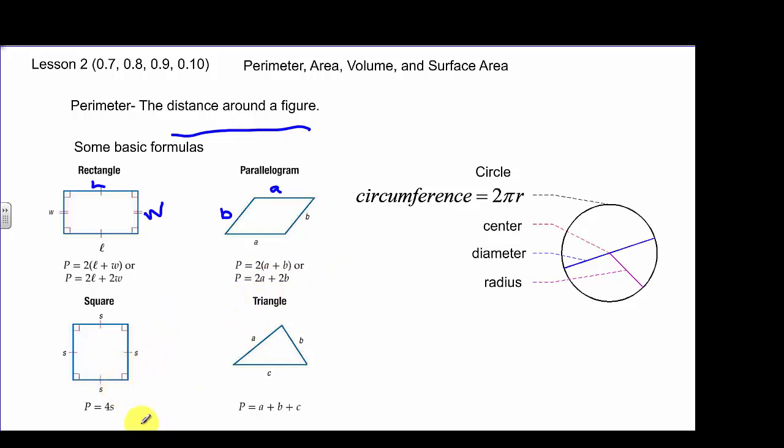Square, all 4 sides are equal, so the perimeter is 4 sides. Triangle, you may have sides that are equal, but not necessarily, so it's just the sum of 3 sides.